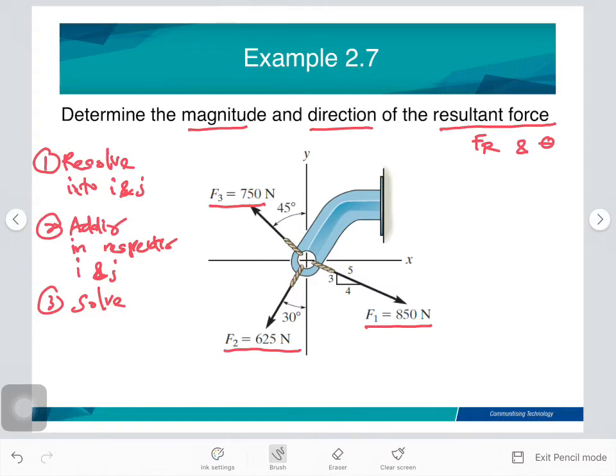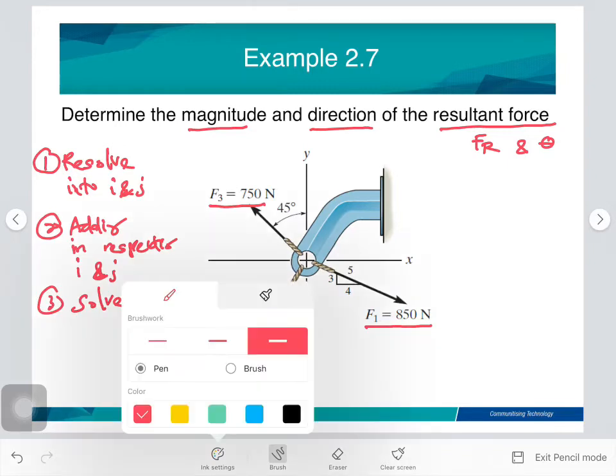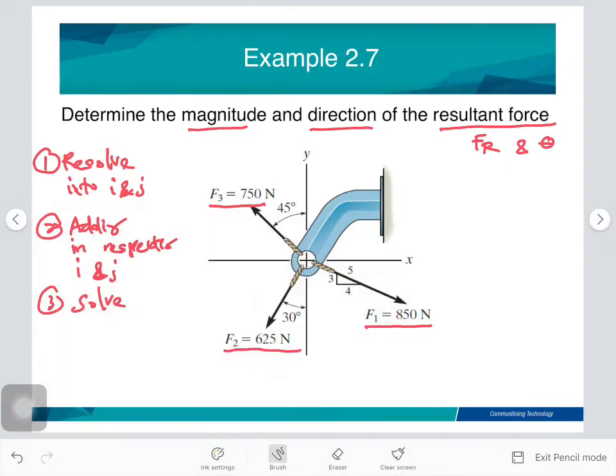So now step 1, resolve into I and J. Now we have F1. This F1, you resolve into X and Y, so you have F1X and F1Y. Can you do that? Okay. And then F2. For F2 you have F2x here, and here you have F2y, and then the last one, F3.